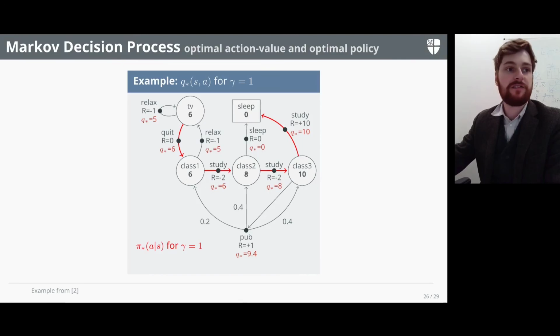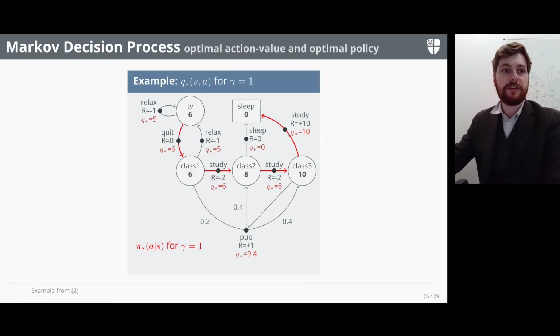And if we're in class 2, the action to sleep has a Q star value of 0, and the action to study has a Q star value of 8. So we always take the max, so we always study again here. And if we're in class 3, the action to study is 10, and the action to go back to the pub is 9.4. So the max of 10 and 9.4 is 10. So we would study here. It's reassuring to see that the optimal strategy is indeed to study. Yes, it's better than going to the pub.